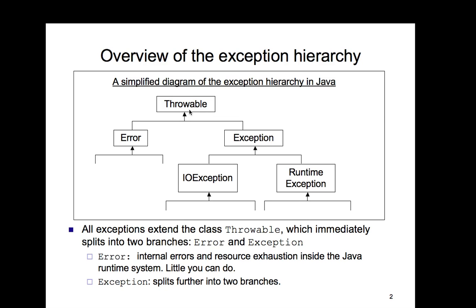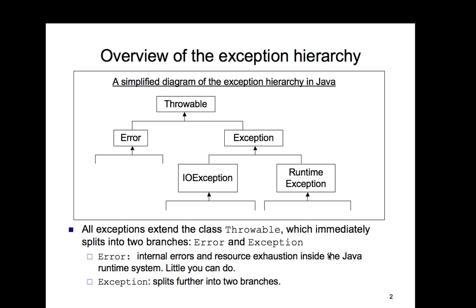for us. So all the exceptions extend the class Throwable, which immediately gets split out into 2 branches, Error and Exception. The errors are internal errors and resource exhaustions inside of the Java runtime environment. You can't do anything about that. If the JVM runs out of memory, you're going to get an error. It's going to be an out of memory error or something of that nature. That you can't control. You can't build anything into your program to control the JVM. It's actually kind of the exact opposite. Your JVM is controlling your program, essentially.